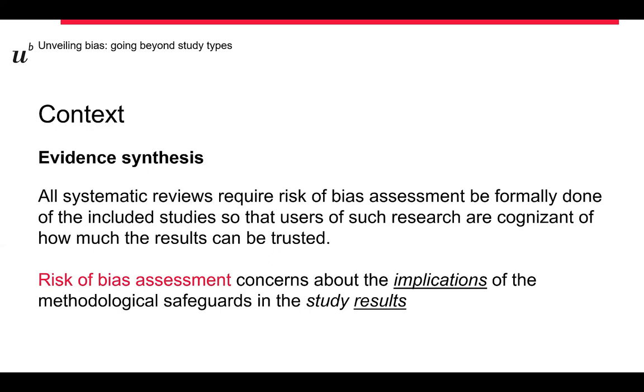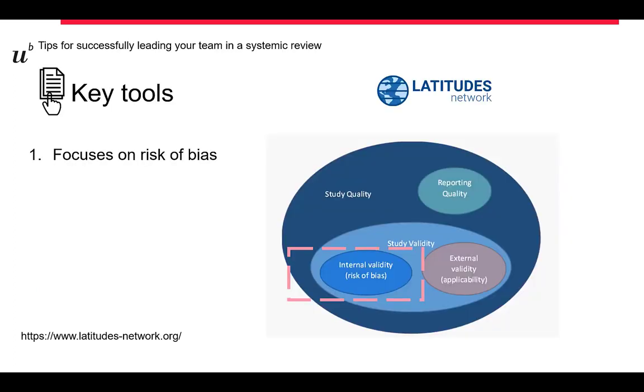This is a concept that has been evolving and nowadays can be differentiated from other type of assessments because when we are conducting risk of bias assessment, we need to think about the implications of the methodological characteristics of the study in the results that are of our interest for the synthesis. With this lecture, I also take the opportunity to present you a recent open website, Latitudes Network, where you will find plenty of sources to conduct risk of bias assessment.